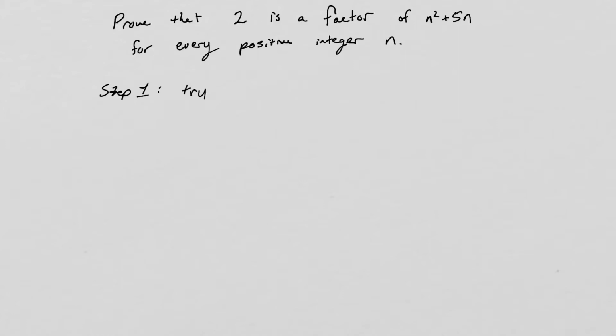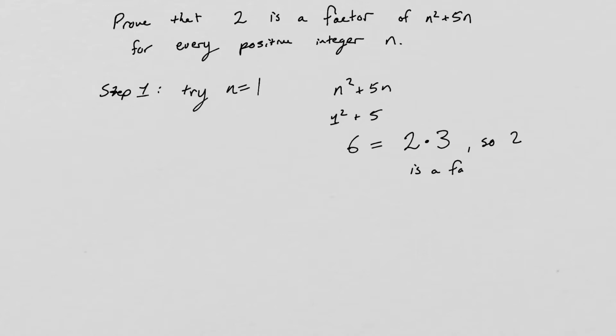try n equals 1. And so we're going to say, well, n squared plus 5n, in this case, is 1 squared plus 5, which is 6. And 6 can be written as 2 times 3, so 2 is a factor. Okay, so we want to be able to write it in a form like this, where we have 2 here, and we've got something that's an integer there.